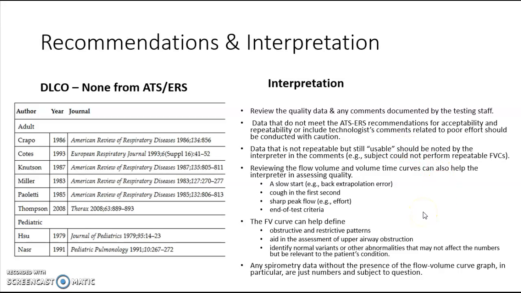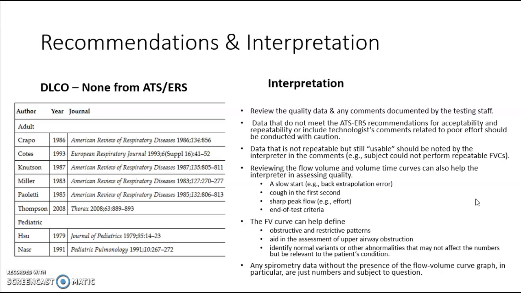Reviewing the flow volume and volume time curves can also help the interpreter in assessing quality. For example, identifying a slow start or the back extrapolation error, a cough in the first second, a sharp peak in flow, or end of test criteria. These are all items to look for to assess for quality data.